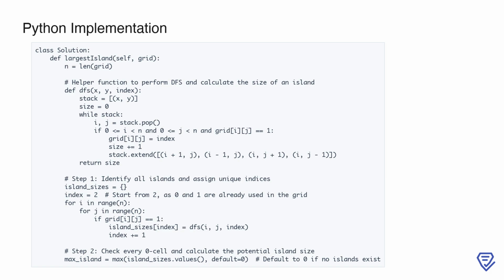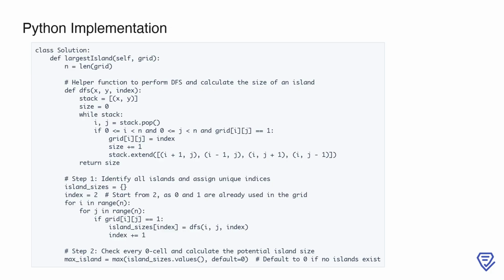A stack is used to explore neighboring cells in all 4 directions, and as we visit each land cell, we update its value in the grid to the current island index and increment the size counter. The function then returns the total size of the island. Next, we iterate through all the cells in the grid. For every unmarked land cell, we call the DFS function to calculate its size and store the result in the island_sizes dictionary, associating it with the corresponding index.